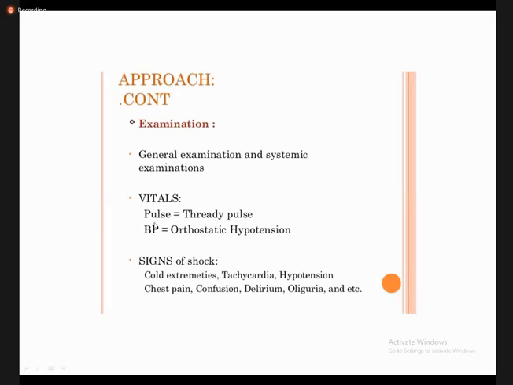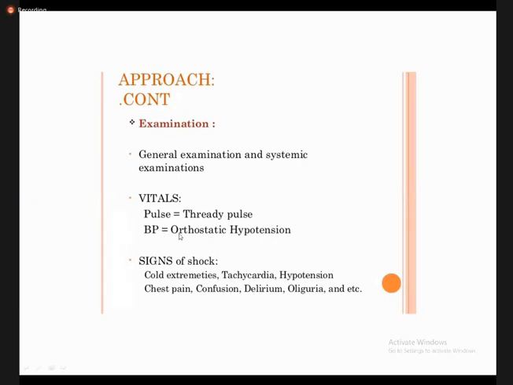He has become hypovolemic, and now his heart is compensating. So the pulse is a very strong indicator of the degree of the GI bleed. Then again the blood pressure. Blood pressure can be normal if there is a mild bleed, but there can be orthostatic hypotension.